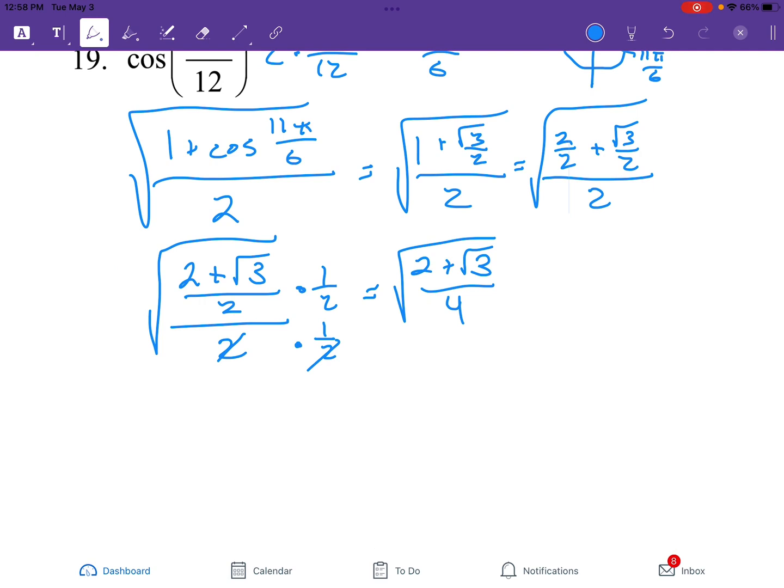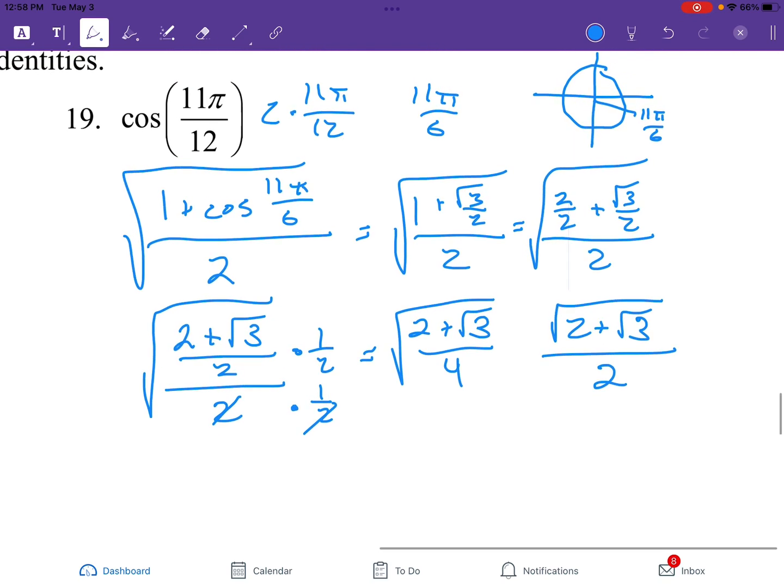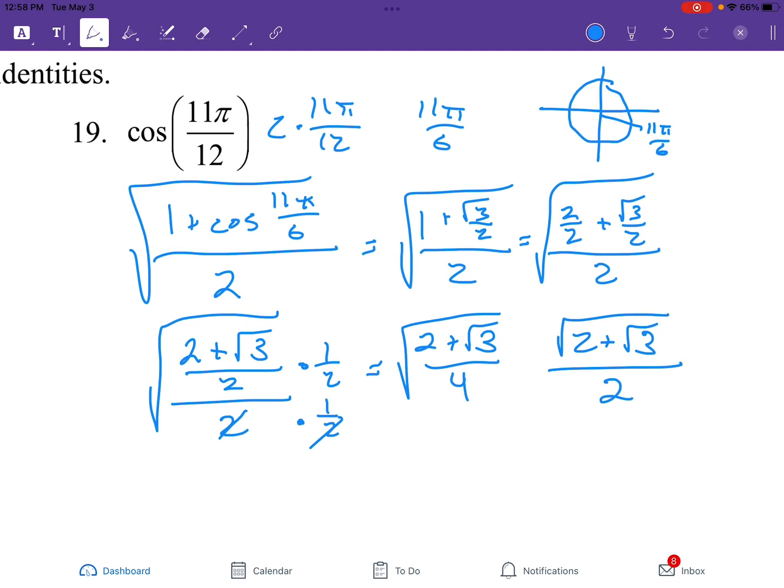Now, we can do the square root of 4 on the bottom, so we're going to end up with the square root of 2 plus root 3 over 2. Okay, now if we go back to this, 11 pi over 12 would be someplace over here on the unit circle. So we're looking for what is the cosine in that spot on the unit circle. All right, cosine values are negative over there.